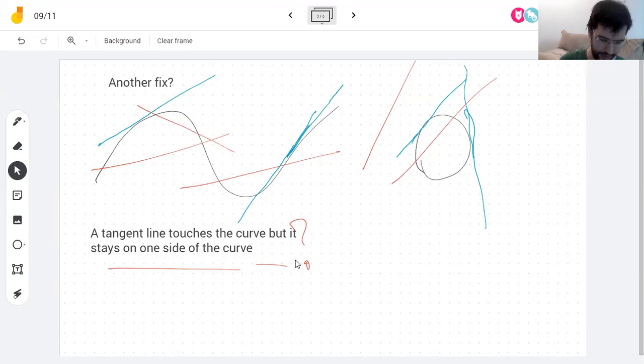So here's the problem. Let's just draw the same curve again. If I choose a point here, there's only one line going through this point that stays on one side. This is all great. And also here, the lines I just drew are above the curve. This line is below, but it's entirely below, so we're happy.